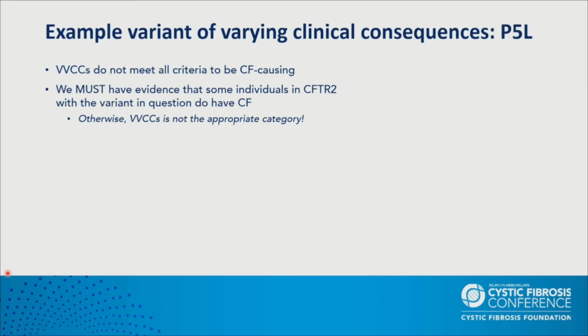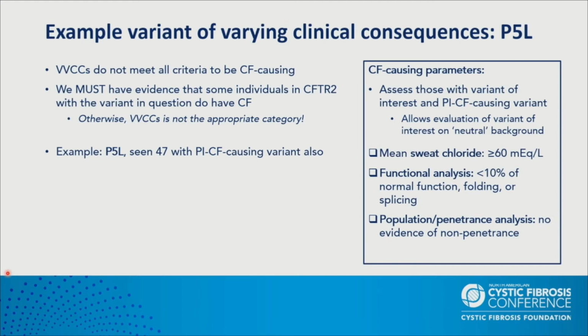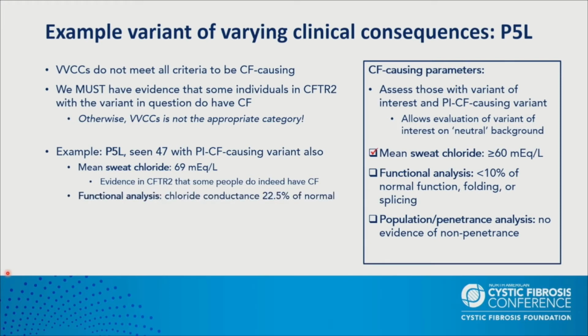Now, if we go through something that's a little less clear, I'll use P5L as an example. Variants of varying clinical consequences essentially just do not meet all of the criteria to be CF-causing, but we must have some evidence in the database that at least some people appear to have CF, so diagnostic sweats, lung disease, pancreatic insufficiency. So for P5L and CFTR2, we have 47 people who have this variant and also something that has low or no function. The mean sweat chloride of this group is 69, and so that ticks our sweat chloride box. The functional analysis shows that P5L actually conducts chloride at about 22% of normal, so we don't get to tick our functional analysis box.